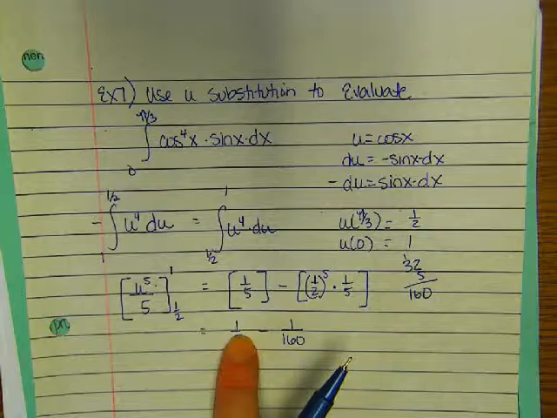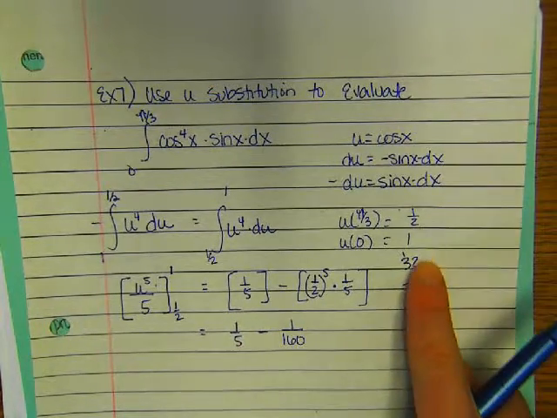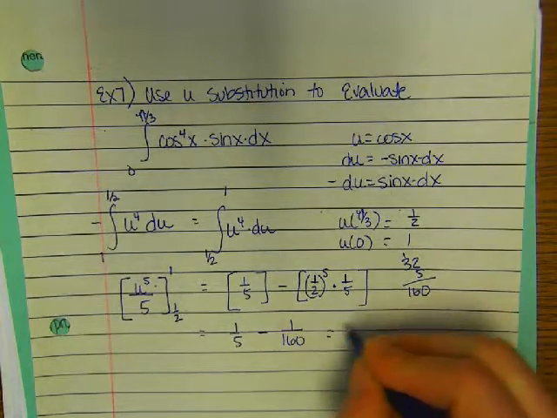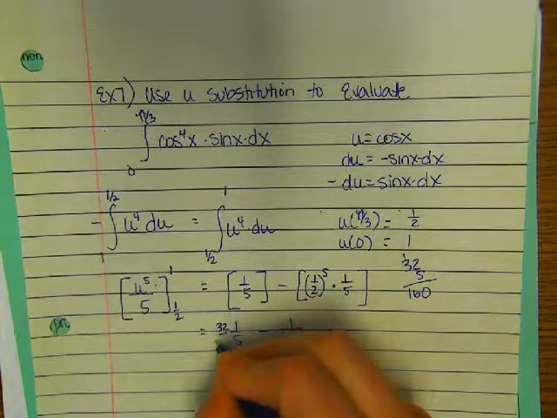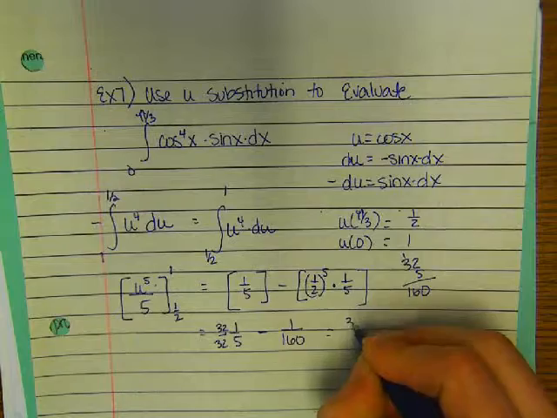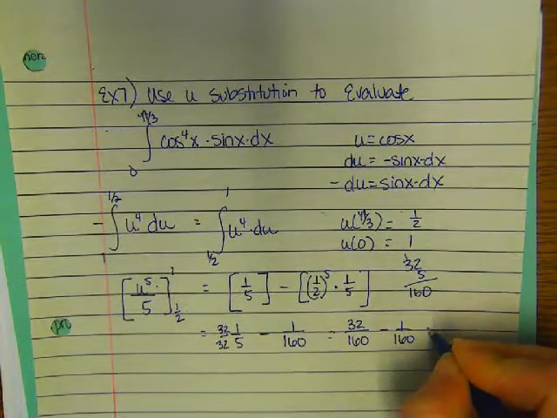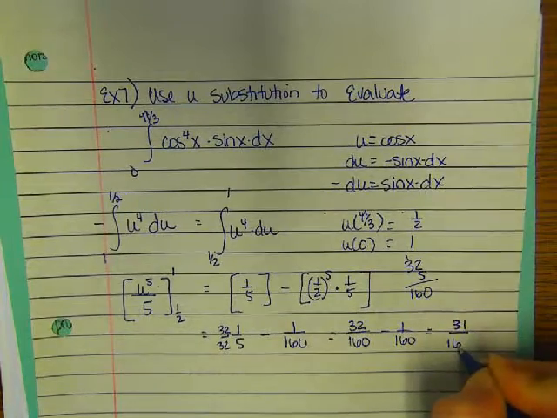Hey, I just did this. Isn't 5 times 32 160? So this is the same as if I multiplied top and bottom by 32. This is 32 over 160 minus 1 over 160, 31 over 160.